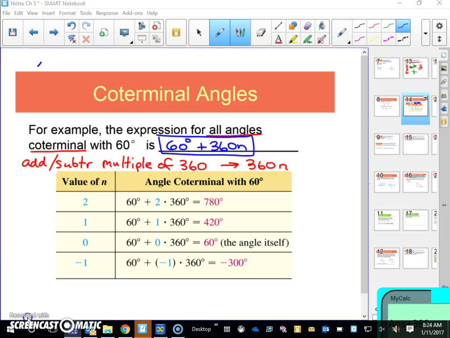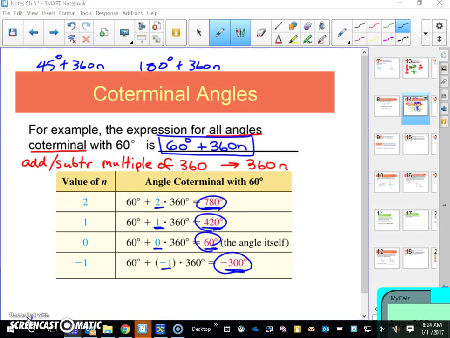And so what if I said all angles coterminal with 45? Well, you'd say 45 plus 360n. If I said all angles coterminal with 180, you'd say 180 plus 360n. It's always going to be plus 360n. Then in this chart they give you some examples of 2 times 360, 1 times 360, 0, and negative 1, and they give you some specific examples of coterminal angles. This and this and this and this are coterminal. That doesn't mean those numbers are equal. That means those angles end in the same spot.